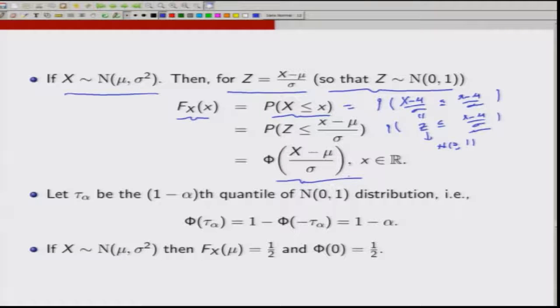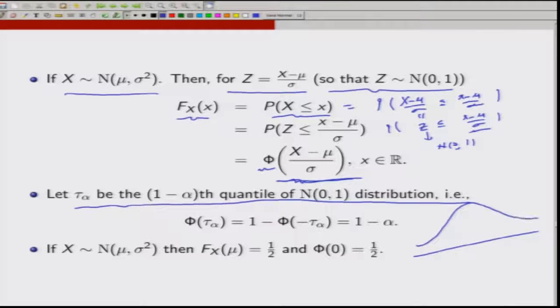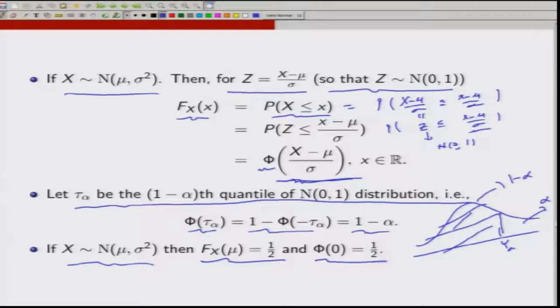So this is a very nice observation that if one has to get the probabilities about random variable X, which is normal mu, sigma square, they can be obtained through probabilities for normal 0, 1, which are given by phi. So let tau alpha be the 1 minus alpha quantile of normal 0, 1 distribution. That means this is a point such that on the left of it the area is 1 minus alpha, or on the right of it the area is alpha. So phi of tau alpha, which is the same as 1 minus phi of minus tau alpha, is 1 minus alpha. If X is normal mu, sigma square, then I know that F_X(mu) is half and phi(0) is half.